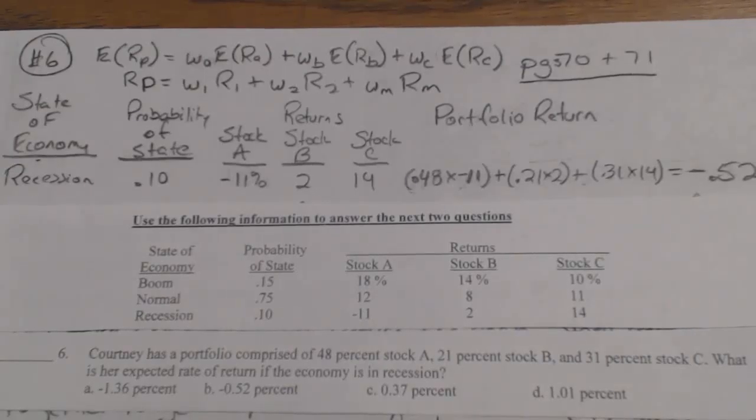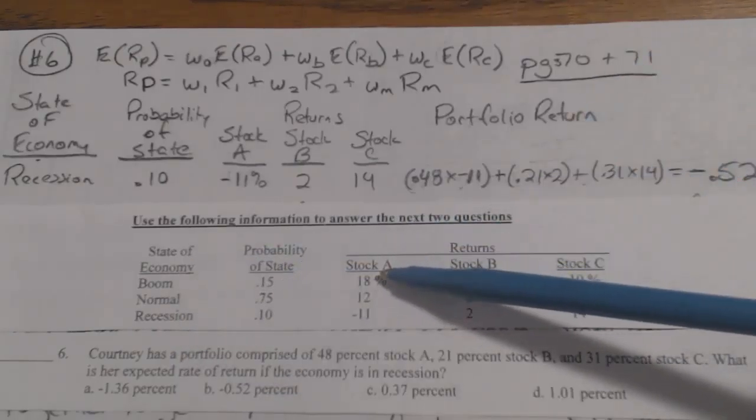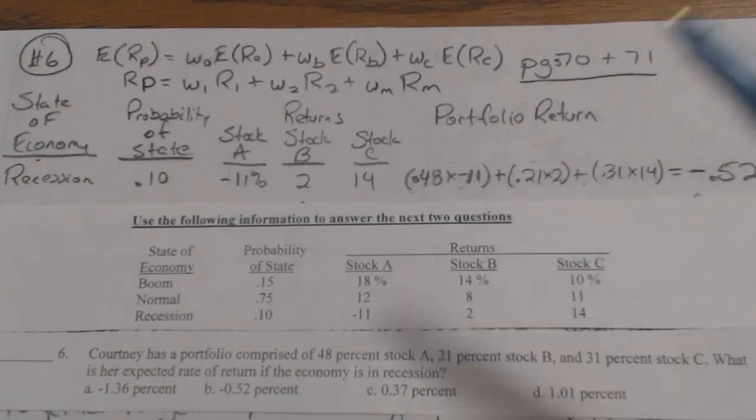Okay, this is Business 342, Practice Final, Set 3, problem number 6, using the same table that we used on problem number 5. Okay, and the question, so here's the different states, here's the different probabilities of the states, here's the different stocks in the portfolio.